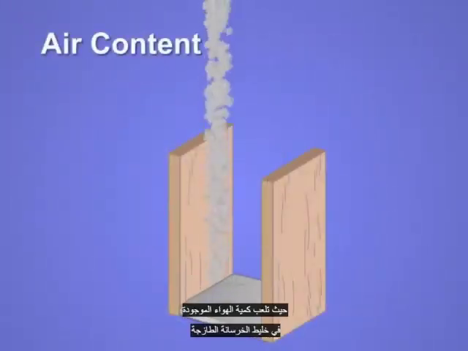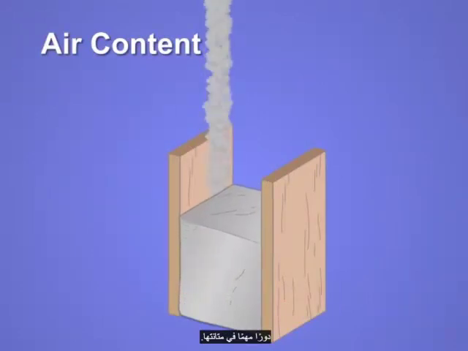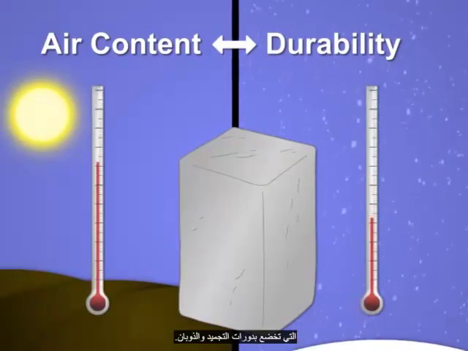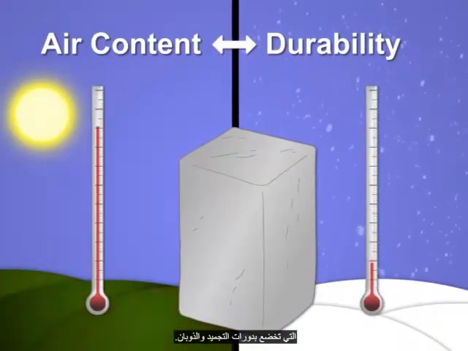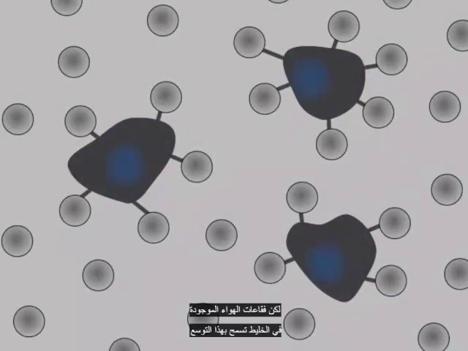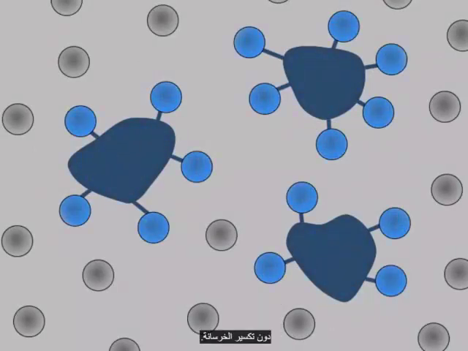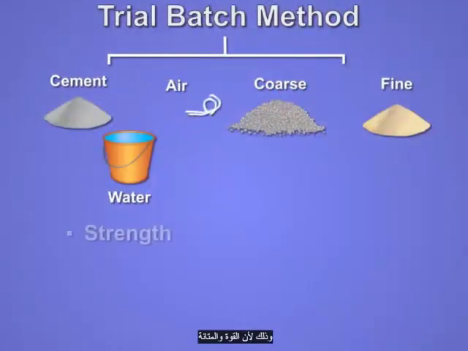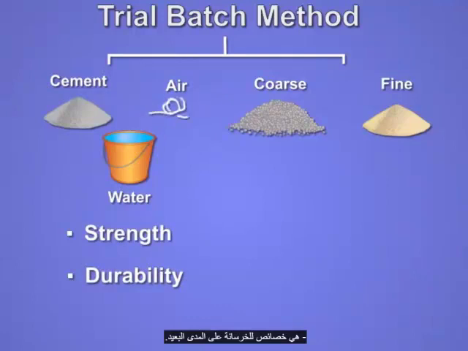The air content of a fresh concrete mixture plays an important role in durability, especially for concrete used in regions that undergo cycles of freezing and thawing. Free water expands as it freezes and turns to ice and can crack the concrete. The air bubbles in the mix allow this expansion without cracking the concrete. A higher amount of air results in a lower strength, so for a given strength, a higher water-to-cement ratio is necessary. Strength and durability are long-term properties of concrete.